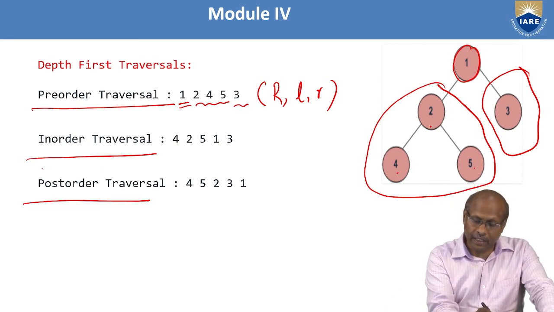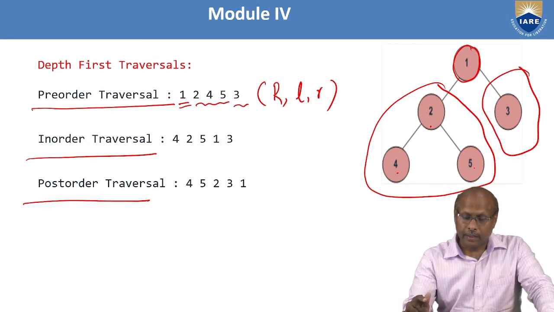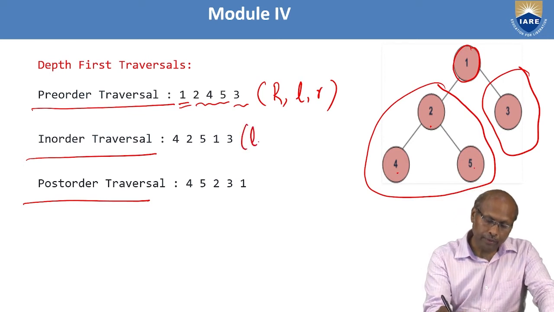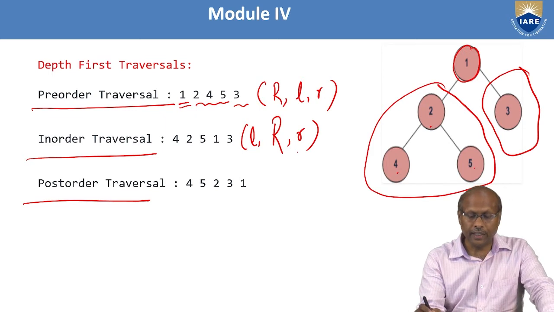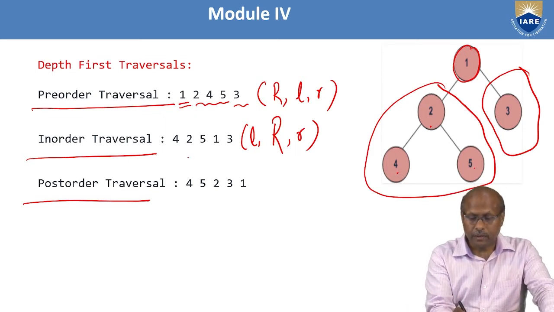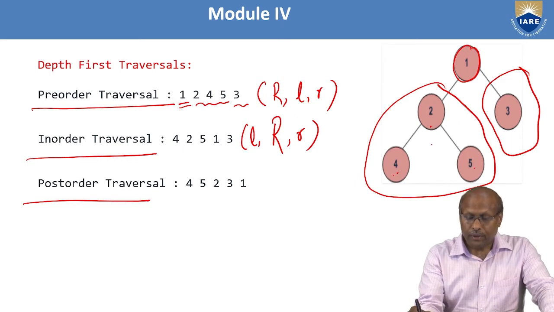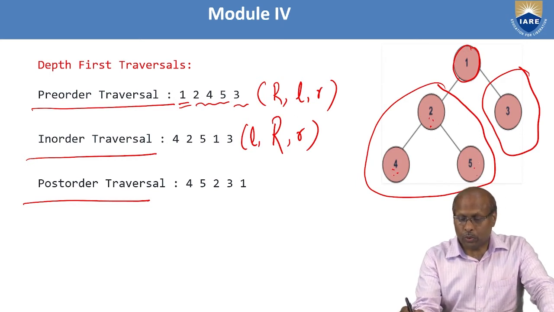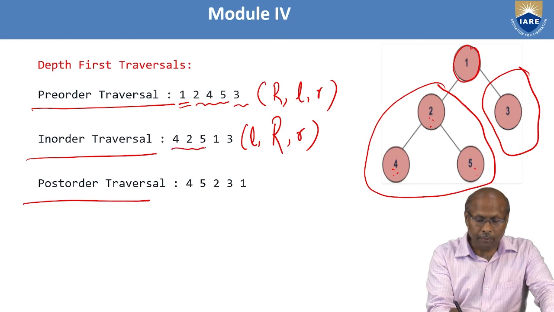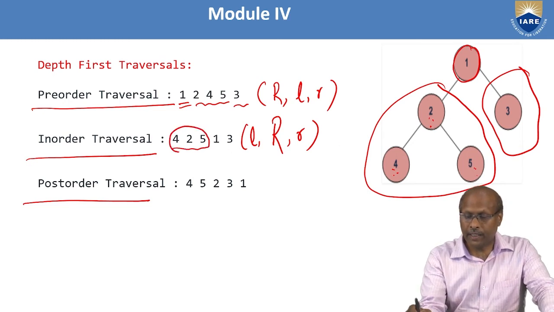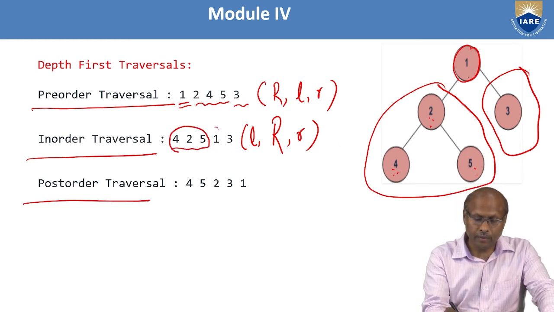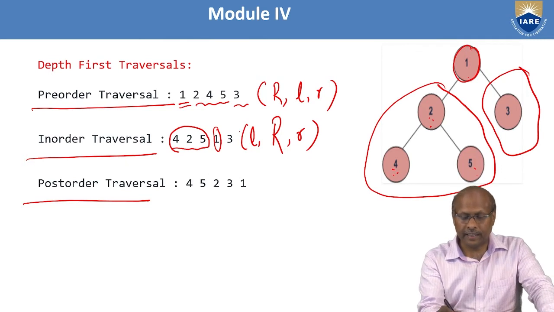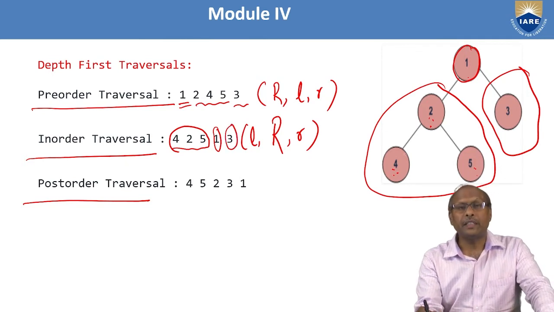Similarly, if they ask in-order traversal, in-order says first left, then root, and then right. So here first the left tree. For this left tree, left, root, right. That means 4, 2, 5. 4, 2, 5 is my left tree. Then root 1, and then right. Right is 3. So this way you can traverse.